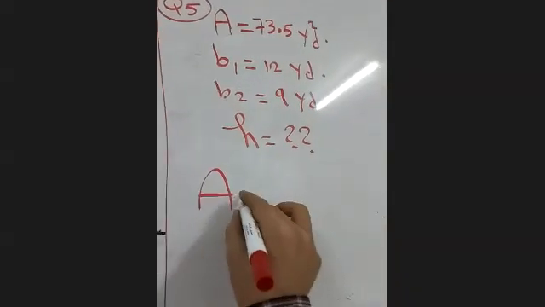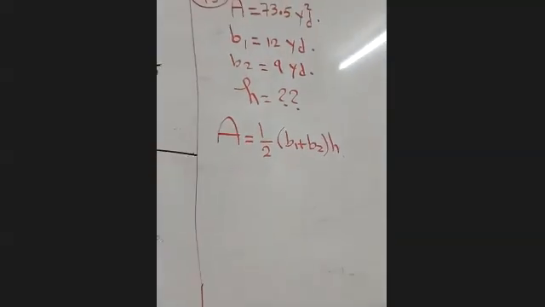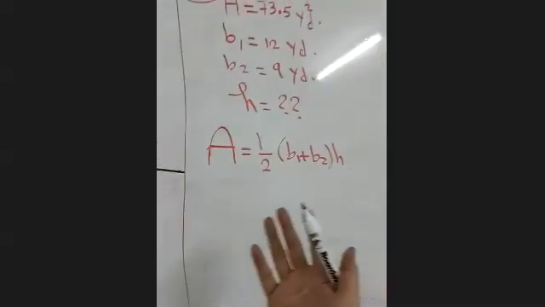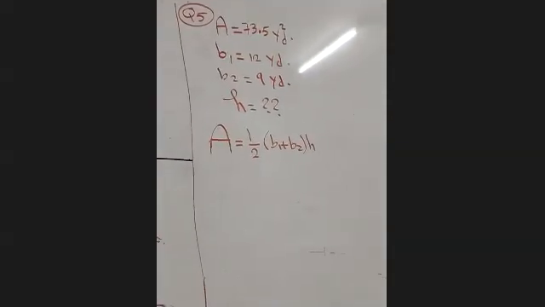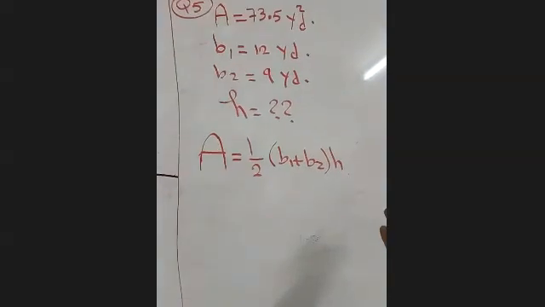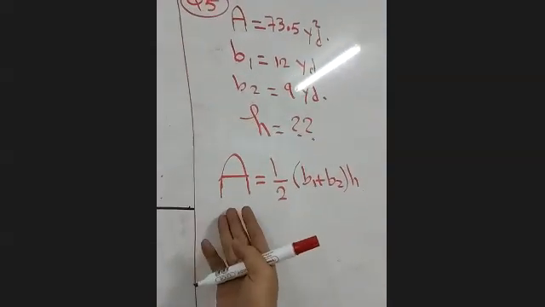A equals half multiply, but the multiply is not put in bracket, B1 plus B2, multiply height. So we start with the given, with the area of the trapezoid, right? Now, the next step, what do we need to do? We replace the given and the not given also. We replace everything. A is how much?